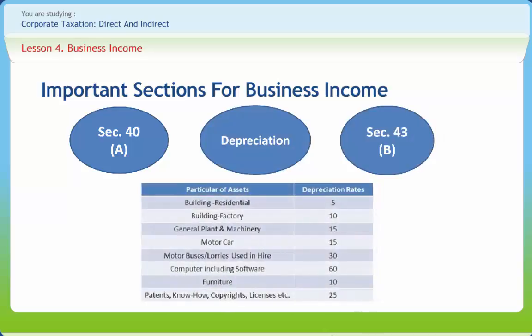Section 40A describes provisions for expenses or payments not deductible in certain circumstances. Notwithstanding anything to the contrary in sections 30 to 38, the following amounts shall not be deducted in computing the income chargeable under the head Profits and Gains of Business or Profession.